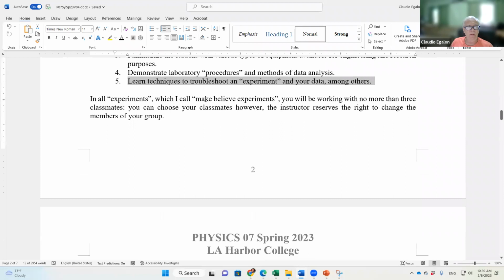In our experiments, I call them make-believe experiments. You'll be working with no more than 3 classmates. We do have groups with 4 classmates, right? You can choose your classmates. However, the instructor has reserved the right to change the members of your group. Some of the students chose their own classmates because they knew them, and because they worked with them in the past, they know they work well. But some other students are new here, don't know anybody, so I had to help them out and fit them into a group, right?